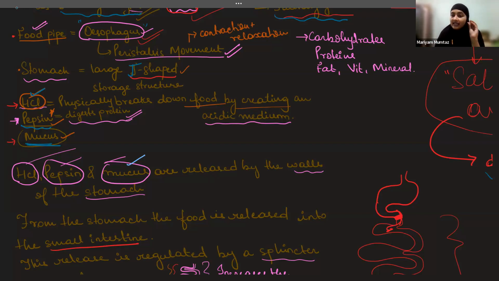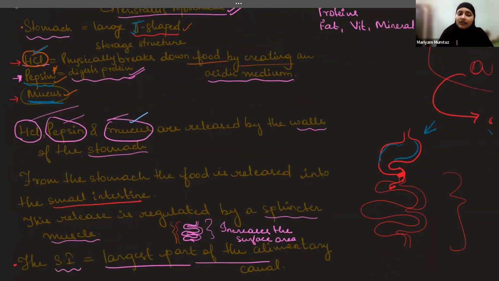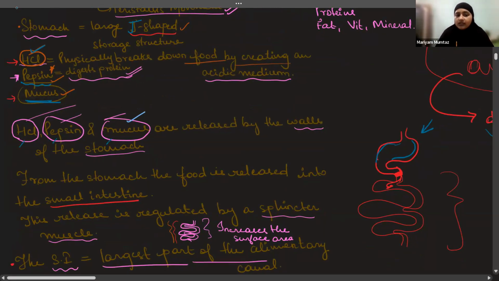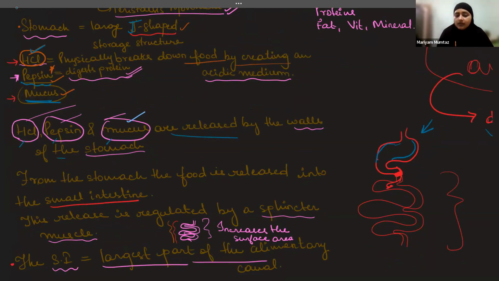Mucus is a sticky substance. The whole entire inside wall of the stomach is actually protected with this mucus layer. For example, if this is the stomach, then this whole entire inner portion will have mucus present, so that the HCl, the hydrochloric acid, does not act on the wall of the stomach. Clear? That is why these three things are there. So hydrochloric acid, pepsin, and mucus are released by the walls of the stomach.